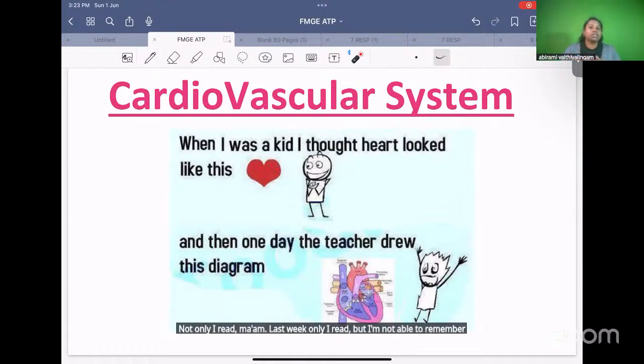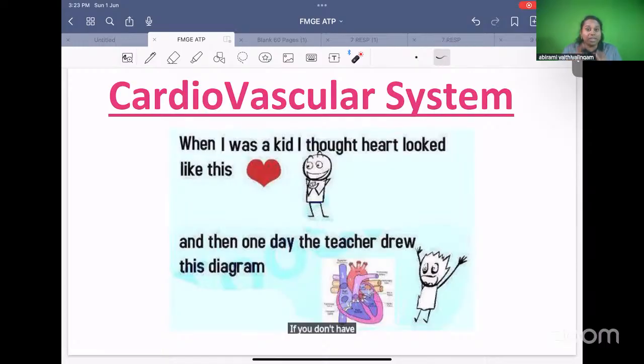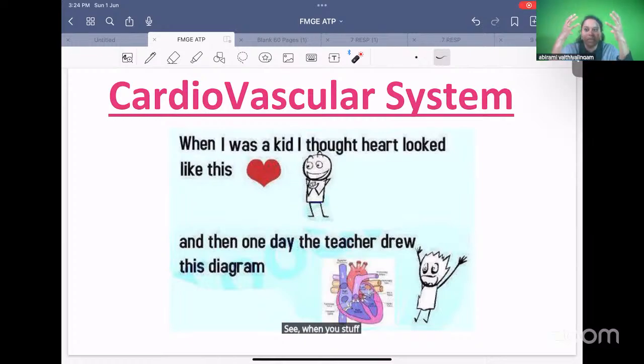See, I will tell you this. This is a very normal feeling, this feeling of forgetting everything. Who will have this feeling? Only if you are preparing sincerely, only if you keep on stuffing things into your brain, you'll have a feeling that I'm forgetting. If you don't have this feeling, it means you're not reading properly. Only if you're on the right track, you will have this feeling. Last week only I read this topic, but I'm not able to remember. See, when you stuff so many things into your brain, it's all jammed there. So it'll be like that only.